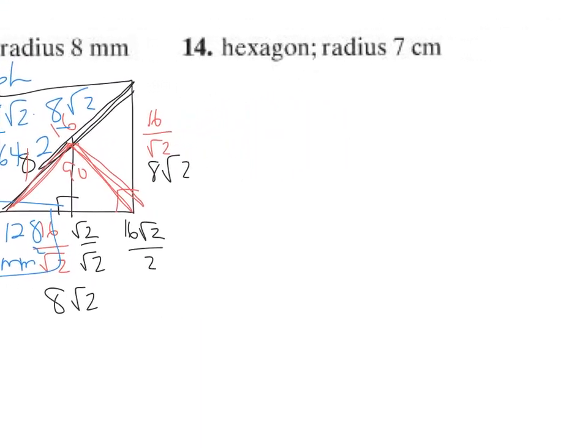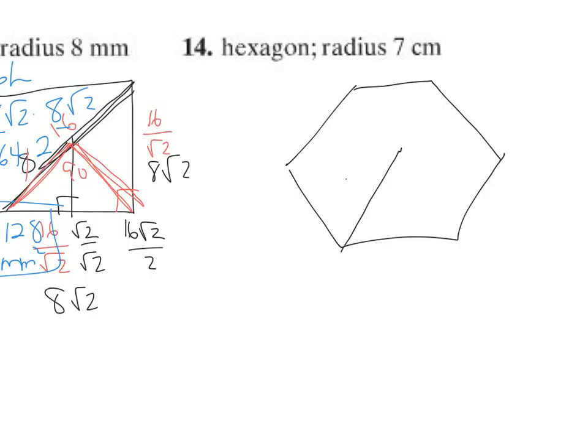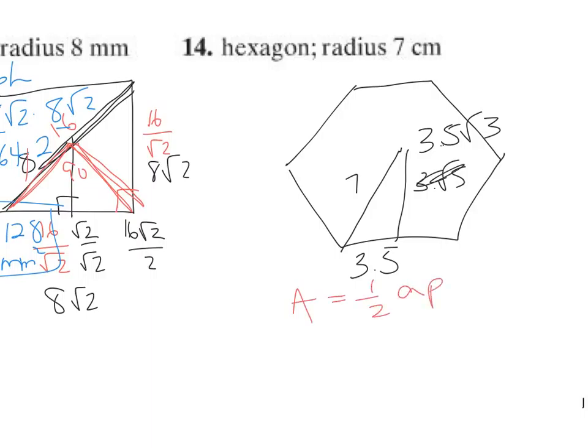Let's do a hexagon with radius 7. So hexagon's special because it makes a 30, 60, 90. So that means that this is 3.5 and this is 3.5 root 3. So you're going to use the formula area equals 1/2 apothem times perimeter.